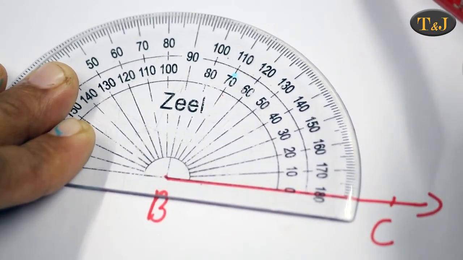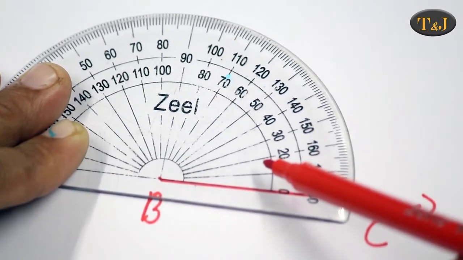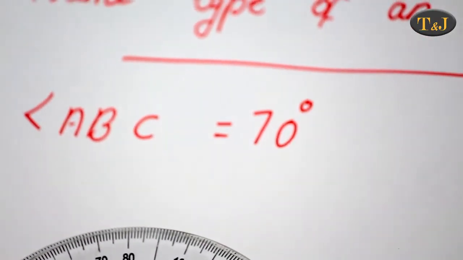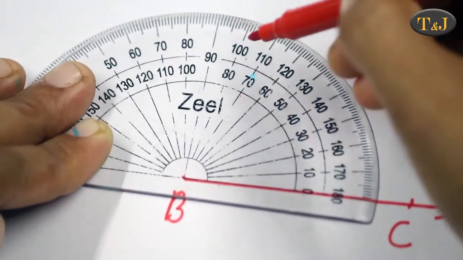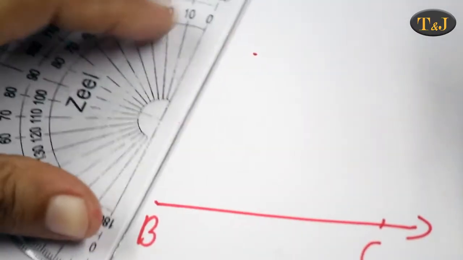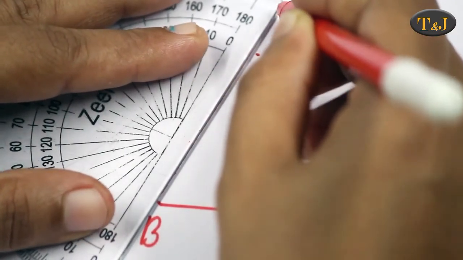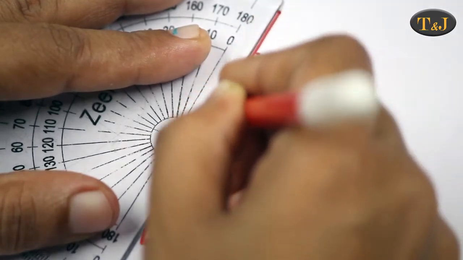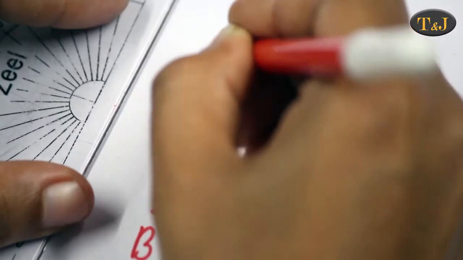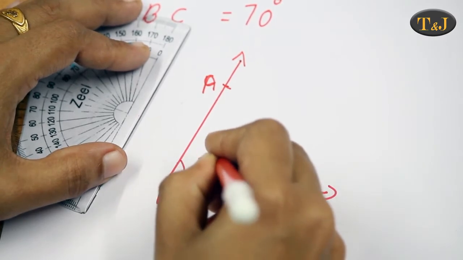Here we want the degree as 70 degree. There are 2 scales, inner and outer scale. We are using this side as inner scale. So the 70 degree is here, yes, this is our 70 degree. So we just mark it as 70 degree here, and joining, draw the ray of this side and mark it as A. So angle ABC equal 70 degree.